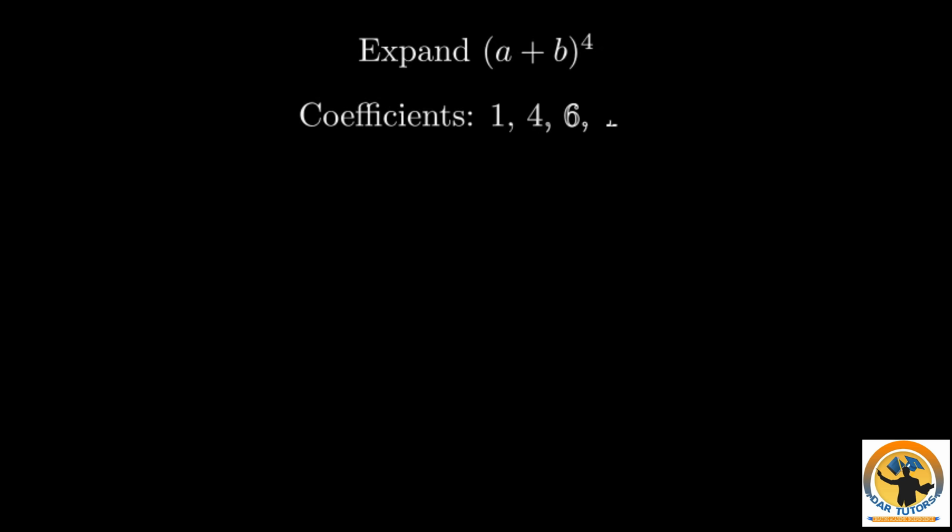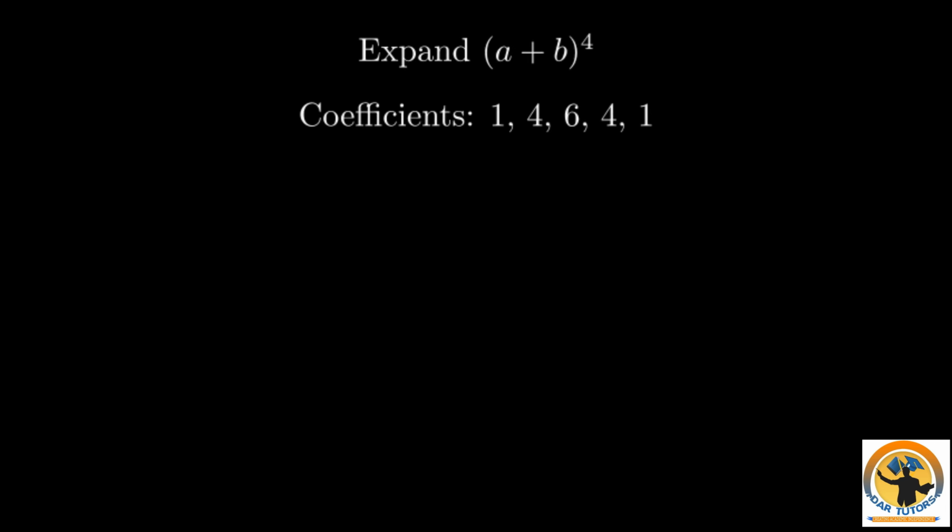Now, let's see how we can use Pascal's triangle to expand a more general binomial, (a plus b) to the power of n. The coefficients for the expansion of (a plus b) to the power of n are the same as for (1 plus x) to the power of n. The only difference is how the powers of a and b change. Let's take the example of (a plus b) to the power of 4. The coefficients are 1, 4, 6, 4, 1, which is the fourth row of Pascal's triangle.